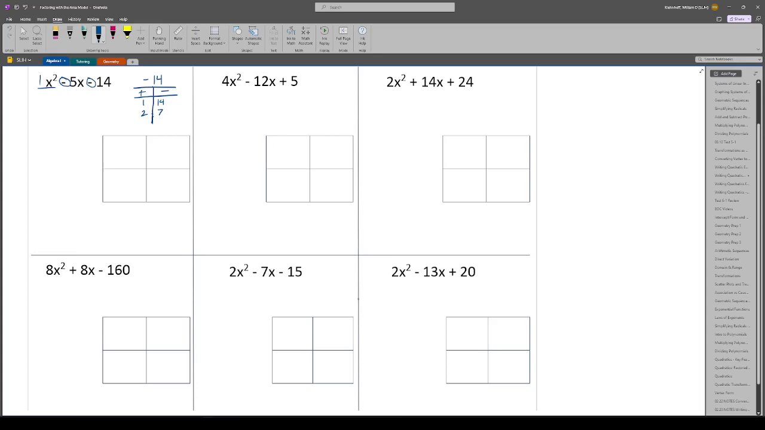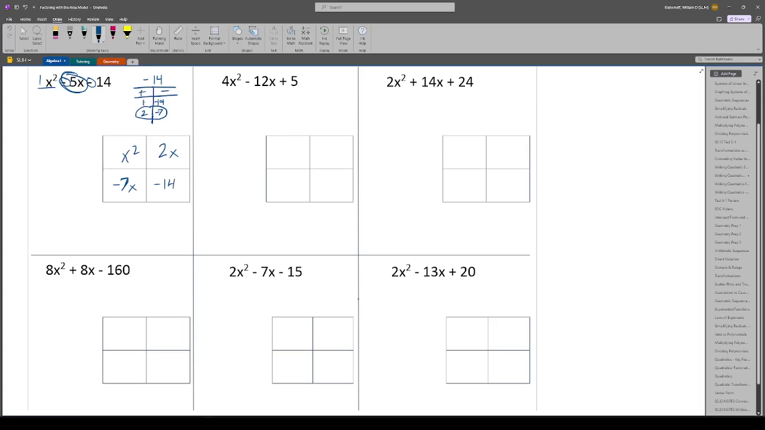So now I check. I have a positive 1 and a negative 14. That does not make negative 5. Positive 2, negative 7. That does make negative 5. So this is my factor pair. And I'm going to remember to bring the signs with it. If you want to put the signs here, you can. I like to separate it and then deal with it later, but it's up to you. So 2 and negative 7 are the two like terms that we're combining to make that negative 5x. Then I fill in my x squared and my minus 14.